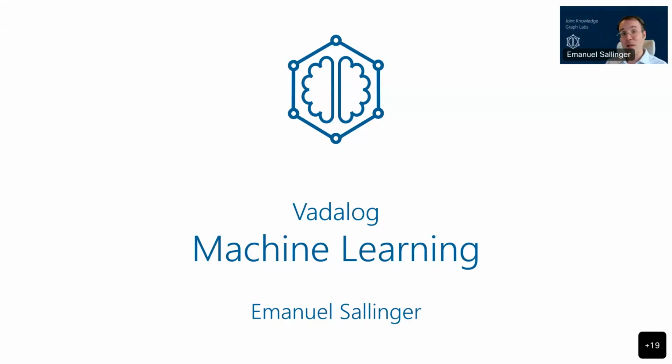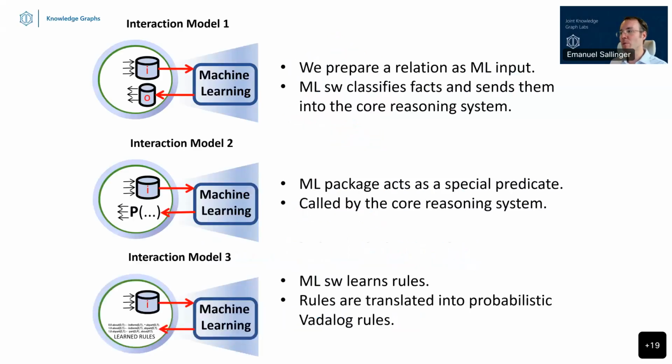And of course, there's a lot of research currently going on into how to make these things a bit more interactive. And half of our community is working on it. Half of the talks of this summer school are on it. The first one is, of course, the simple interaction model that is supported by the Vadalog system, to prepare relations as ML input and use the machine learning as part of the reasoning system rather than as the output.